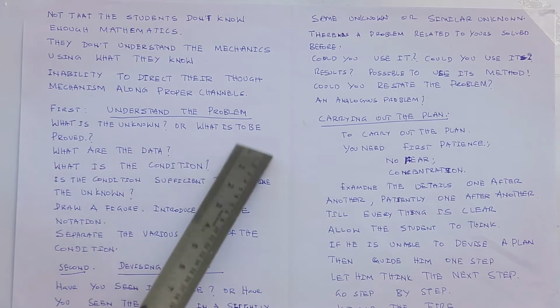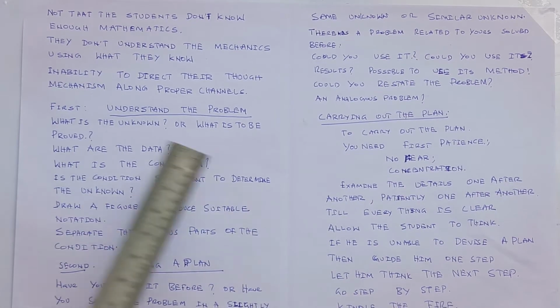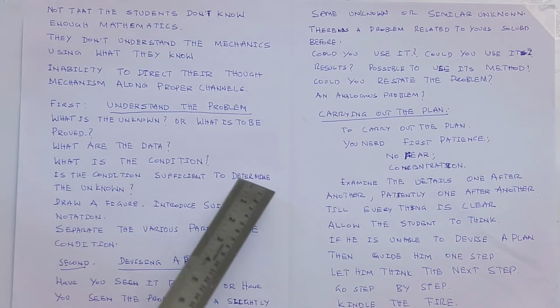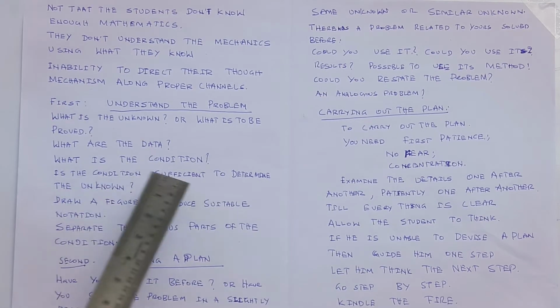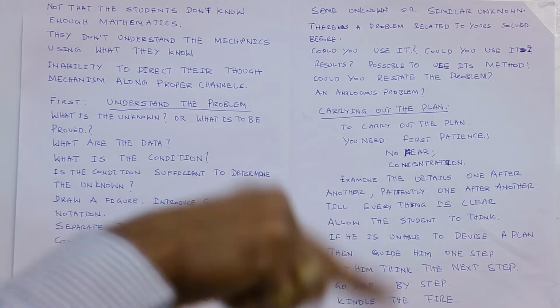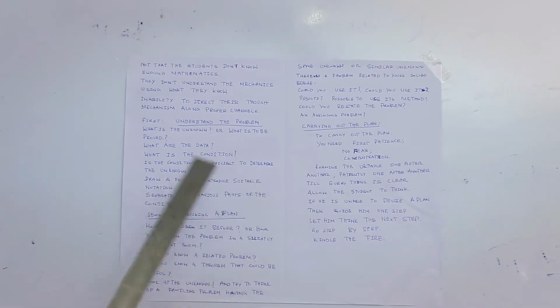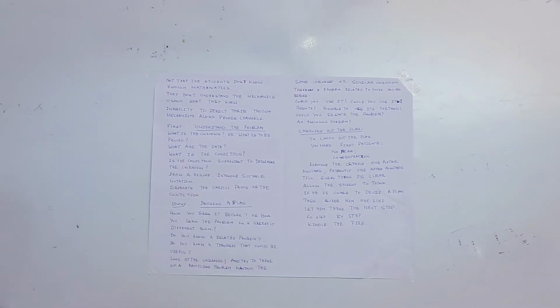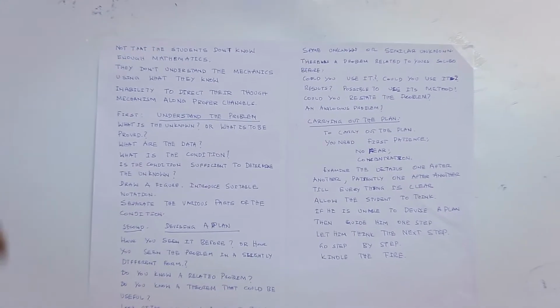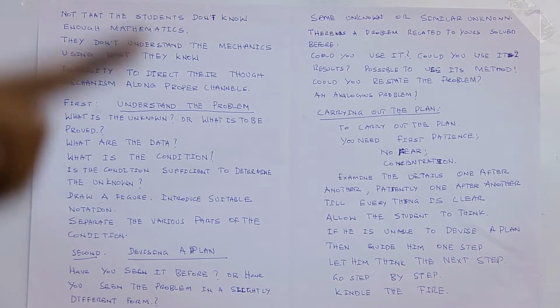What is the unknown or what is to be proved? What are the data? What is the condition? Is the condition sufficient to determine the unknown? That is also very important. Sometimes we have to take a roundabout method, go through another step, and only then can you determine the unknown. Before calculating the unknown, you have to find some other unknown, and through that you will be able to find the unknown asked in the question.